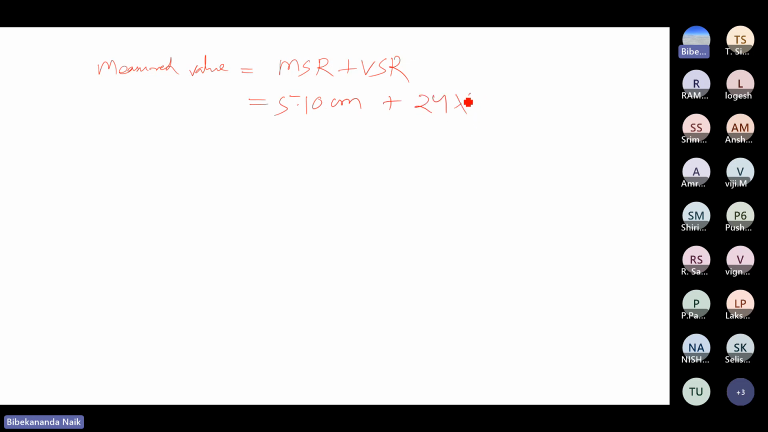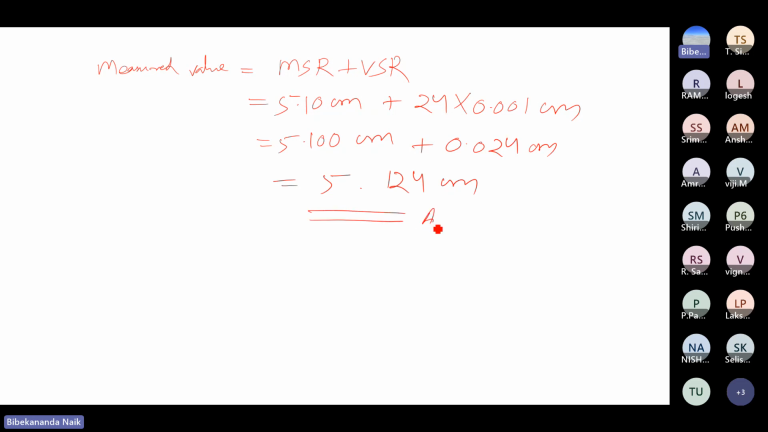vernier divisions times the least count. The least count is 0.001 centimeter. So it is 5.100 centimeter plus 0.024 centimeter. So it will be 5.124 centimeter. So this is the answer, and this is the measured value.